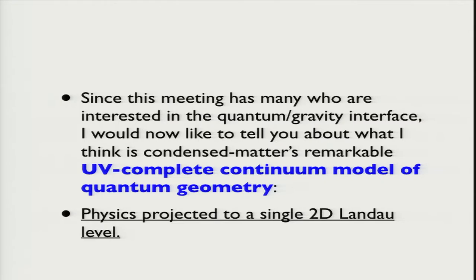Okay, so what I want to talk about mainly a little bit at this meeting is there's many people here seem to be interested in the interface between quantum mechanics and gravity. Actually, I would like to make a point. I'm going to talk about the same kind of things that Bert was telling you, but I'm going to give you a much more sexy sort of underpinning to it. I'm going to say that physics projected into a single Landau level is a UV complete continuum model, and it's a quantum geometry. So it's the closest thing that condensed matter has to all the discussions about the Planck length and things happening on the surface of black holes. But it's a bona fide quantum system, which is a continuum, and it's regularized completely, not by any kind of lattice or anything. It's regularized by quantum fuzziness. And it's quite remarkable.